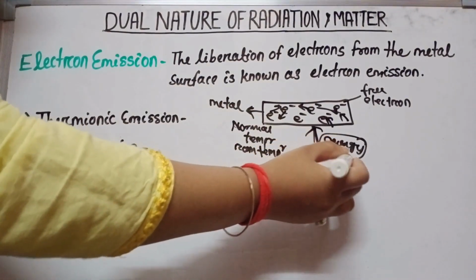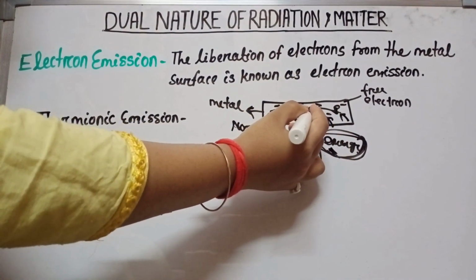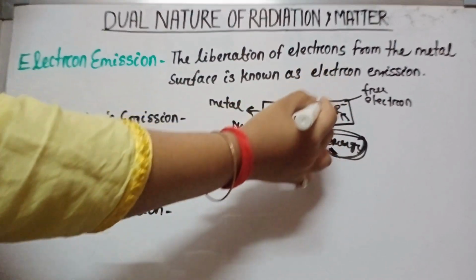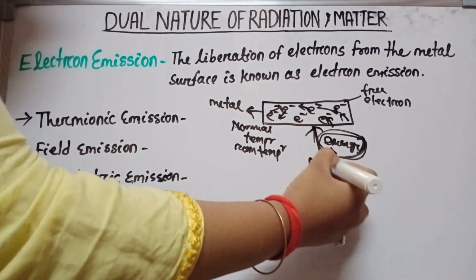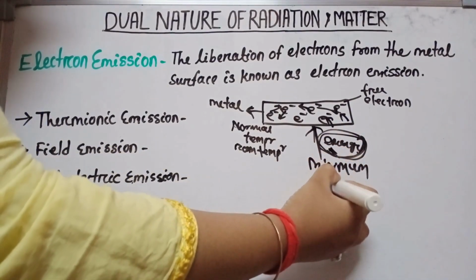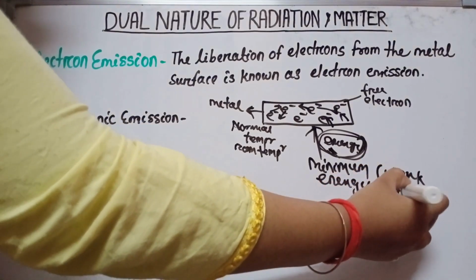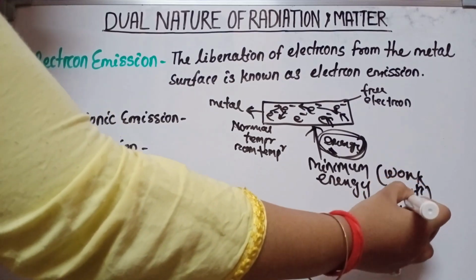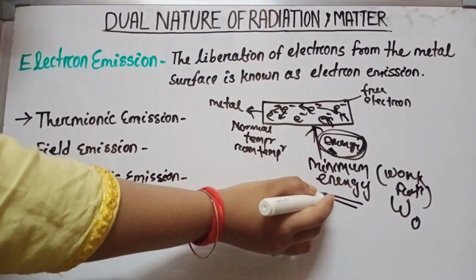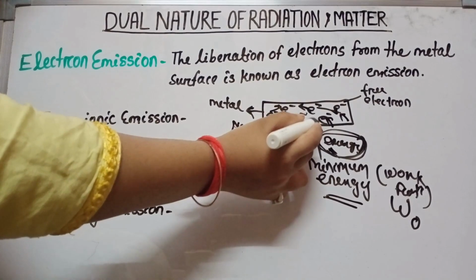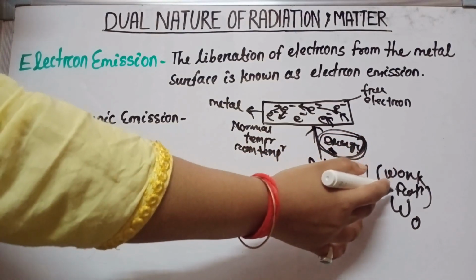The minimum amount of energy absorbed by the free electron by which it is able to release or eliminate from the metal surface is known as the work function, and it is represented by W0. The minimum amount of energy by which the free electrons are able to emit from the metal surface is known as the work function.